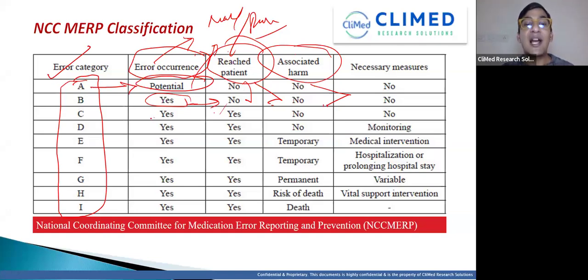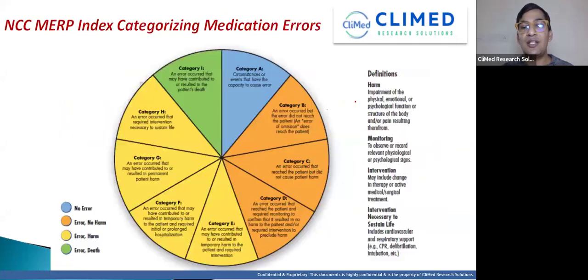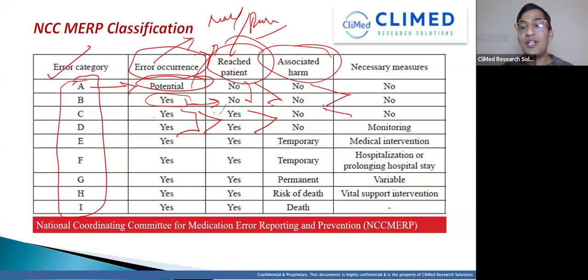Now there are some mild errors which reach the patient but do not cause any specific harm, like C and D. C and D reach the patient but do not cause any kind of harm. Only monitoring is required, or even monitoring is not required in the case of C. In the case of C, no monitoring and no action is required, but in the case of D, only monitoring is required. Okay, then E.